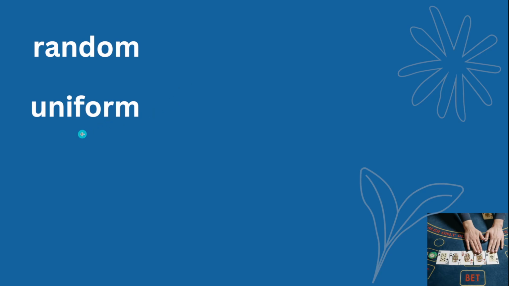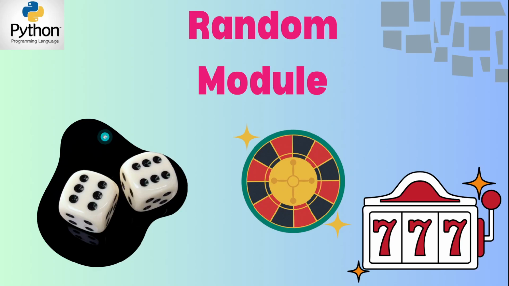The next function we have is uniform. The uniform function returns a random float within a given range. In the random function the range is from 0 to 1. However, in uniform we can specify the range we want, and it will provide a float number within that range.